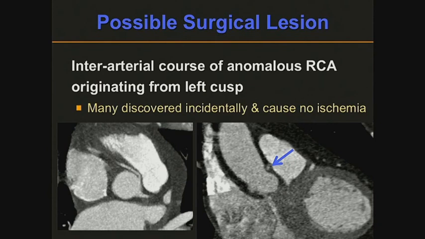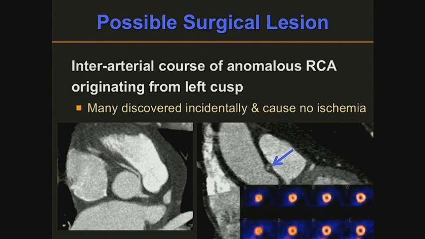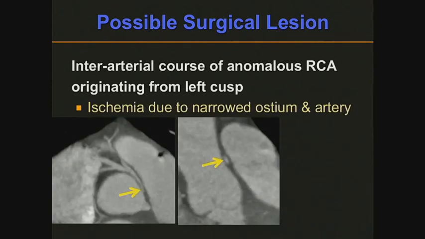When you look at it here, it comes off the left sinus. It's a separate origin from the left main, and it's traveling here. If I double oblique it through here, you can see that it's nice and round. It doesn't look compressed, but this patient had a stress test. Top row is the stress, the lower row is the rest side, and you can see they're pretty identical. There is no reversibility of any kind. So this patient, this anomaly didn't cause ischemia.